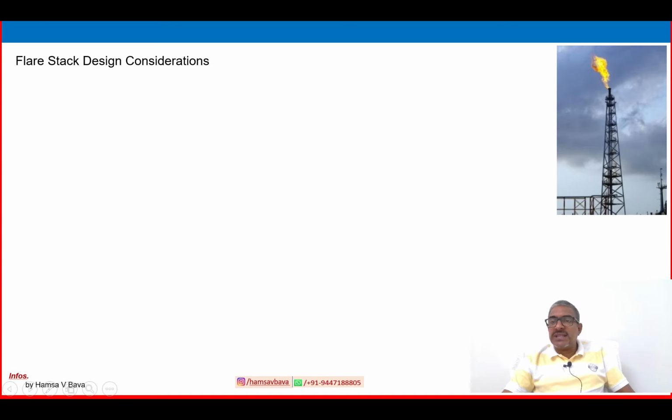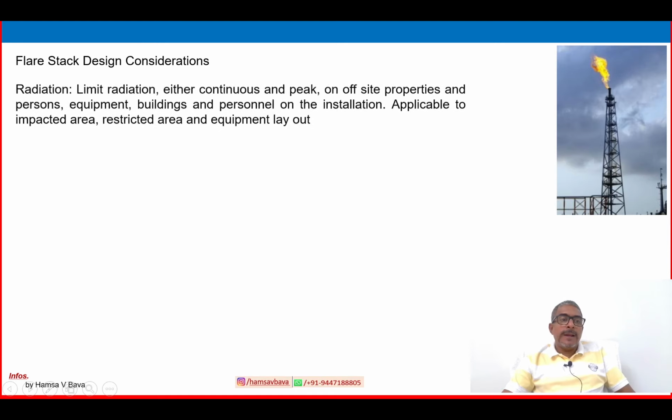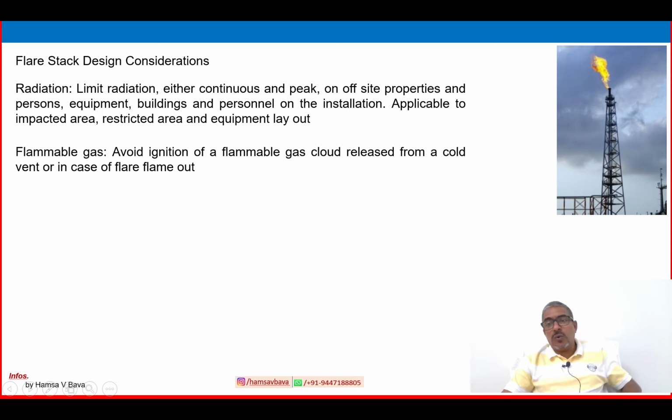Flare stack design consideration. The stack itself has various design constructions available. Radiation: limit radiation, both continuous and peak, on off-site properties and persons, and on equipment, buildings and personnel on the installation, applicable to the impacted area, restricted area and equipment layout. Flammable gas: we also have to minimize the radiation in the flaring system, and avoid ignition of a flammable gas cloud released from a cold vent or in case of flare flame out.